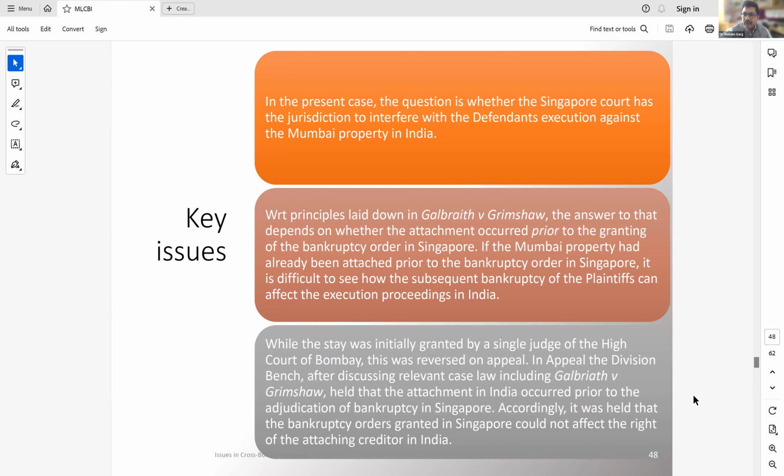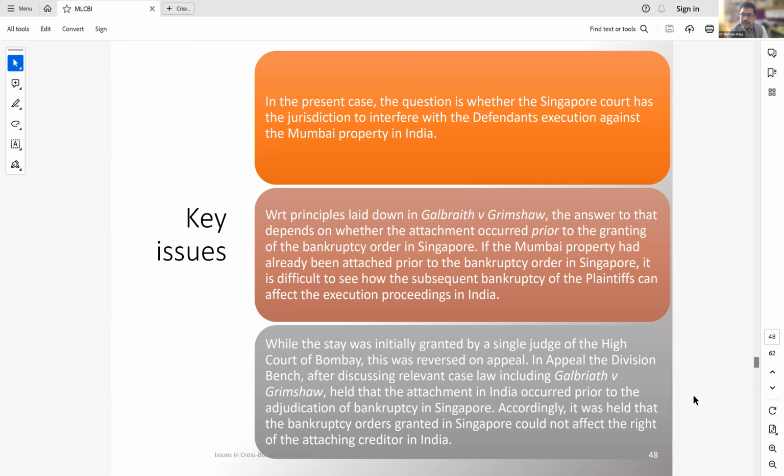This is interesting because this is the law: if there is a bankruptcy order, then there is a moratorium on the assets, and it can be sought to be recognized globally, wherever the debtor's assets are located. So in Bombay, initially, the single judge bench considered that it was a Singapore court bankruptcy order, and said we will recognize it and grant a stay on the execution, that is, the realization proceedings of the property.